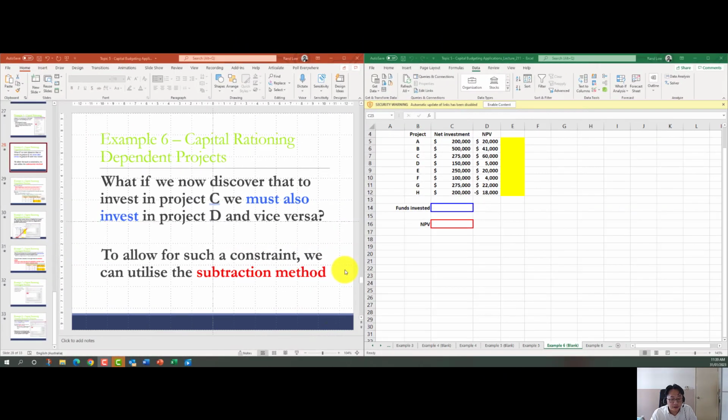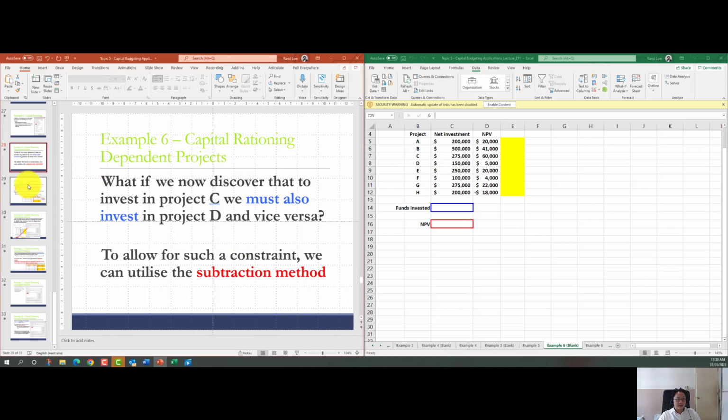Okay, so now we have example 6, capital rationing with dependent projects. What if we have other requirements, such that to invest in project C, we must also invest in project D? That means you've got to invest in two different projects together. To allow for such constraints, we use a subtraction method.